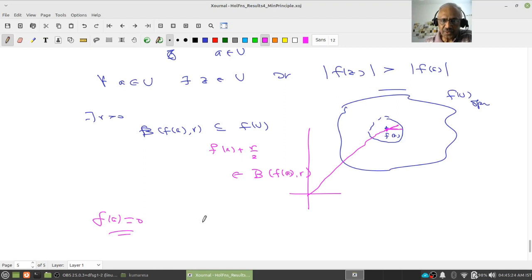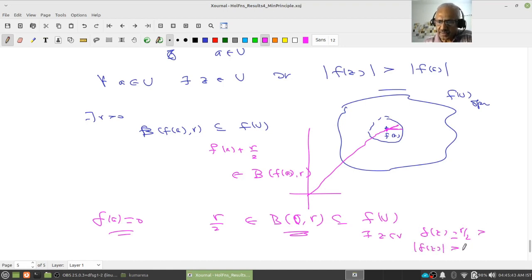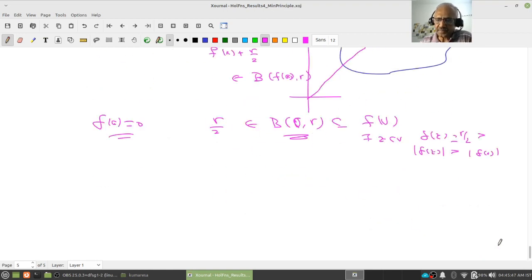If f of a is 0, then I can always take R by 2. That will be in B(0, R), and this B(0, R) is contained in f of U. That means there exists z in U so that f of z is equal to R by 2. Therefore mod f z is greater than mod f of a. Are you following? So let me assume f of a is non-zero.